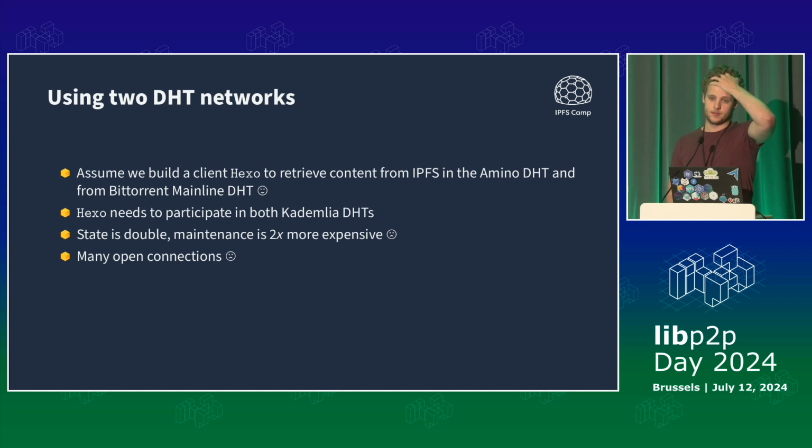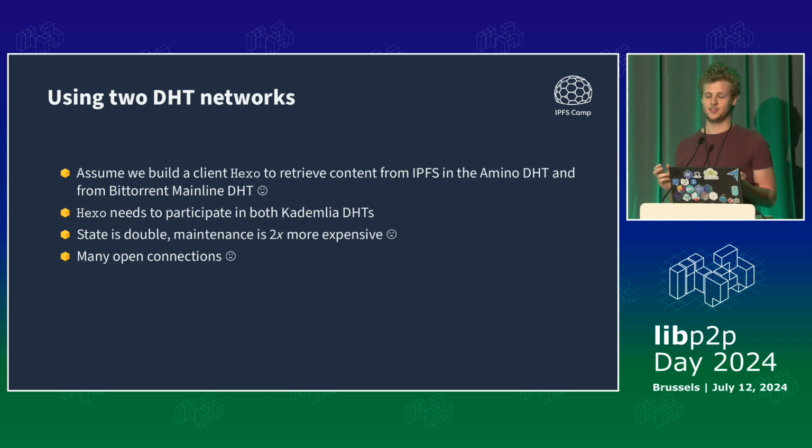So now let's look into a concrete example. Say I want to have a node that can interact with both the BitTorrent mainline DHT and the Amino DHT. Say, I don't know, in magnet links we can have a CID. When I open a magnet link, I want to race both networks and get the data from whichever is the fastest. So I build Hexo.